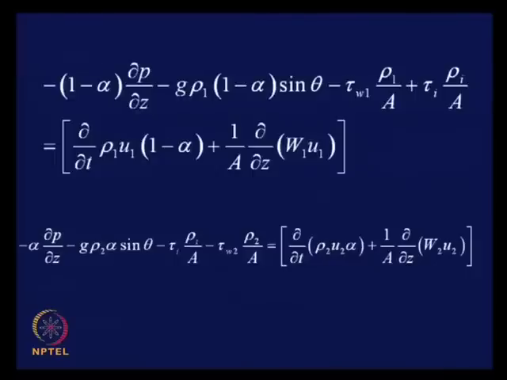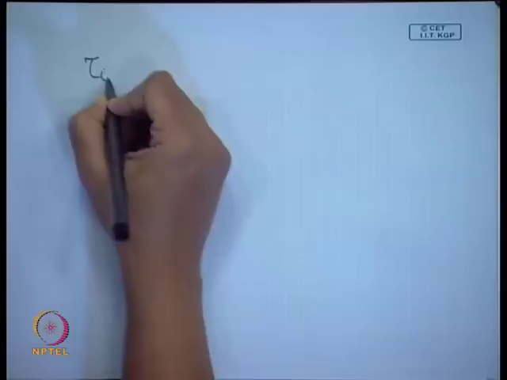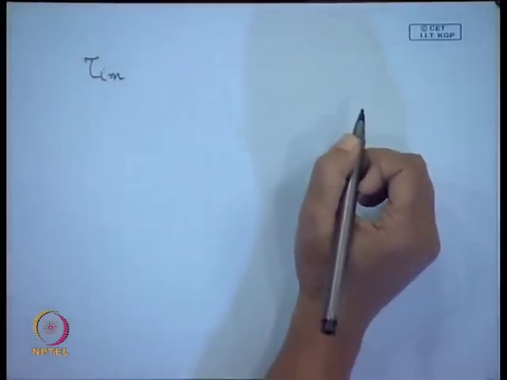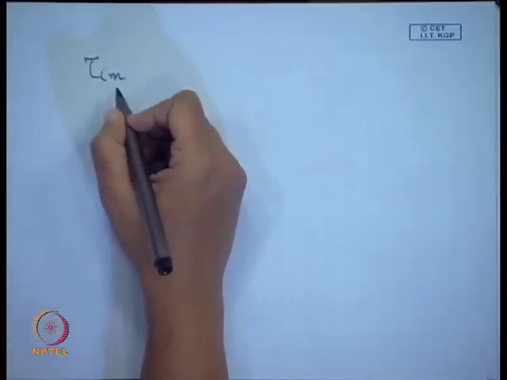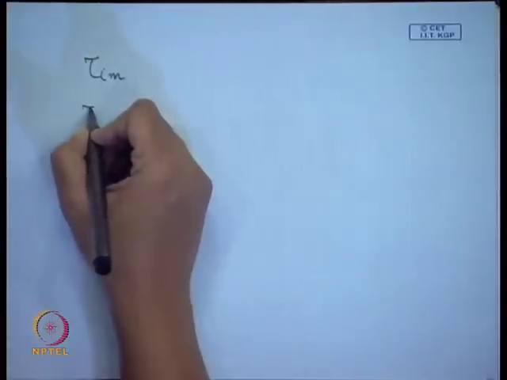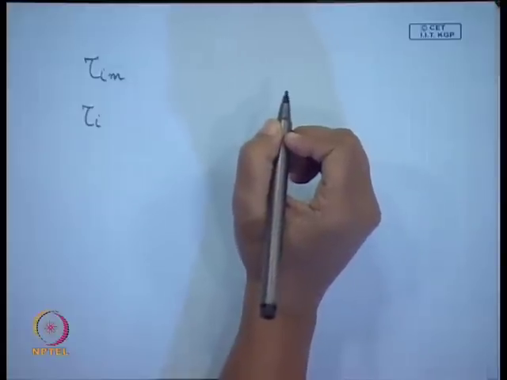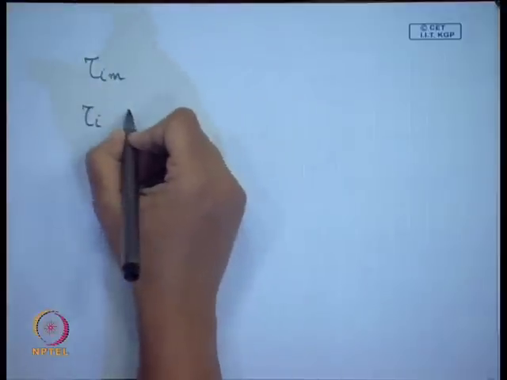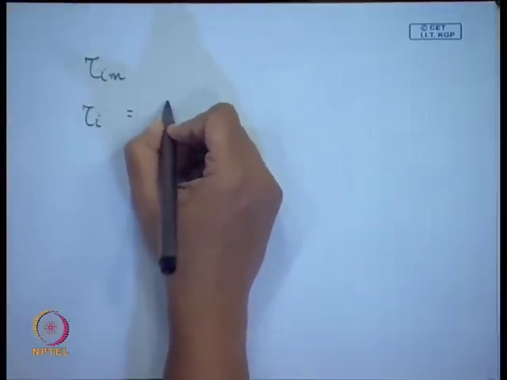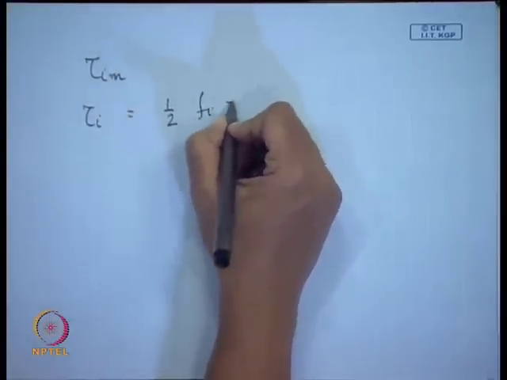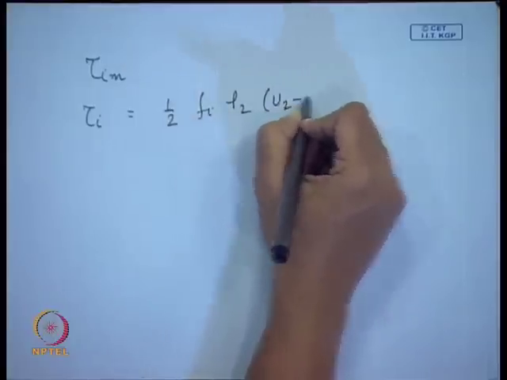Now, in this particular case, normally we do not have much data on this. So, what we do? We assume that in presence of mass transfer, the tau I can be expressed in terms of tau I m, okay? And in absence of mass transfer, we can express it in terms of tau I, which we have already defined. Now, this tau I, what is this? We can define it as half f I rho 2 into (u2 minus u1) squared.